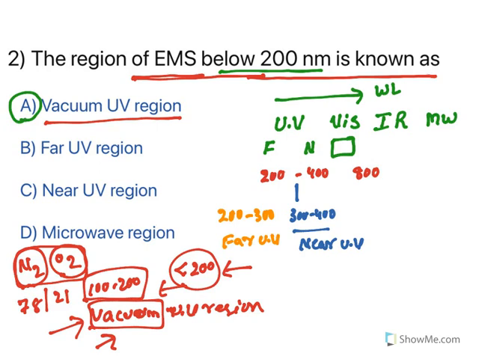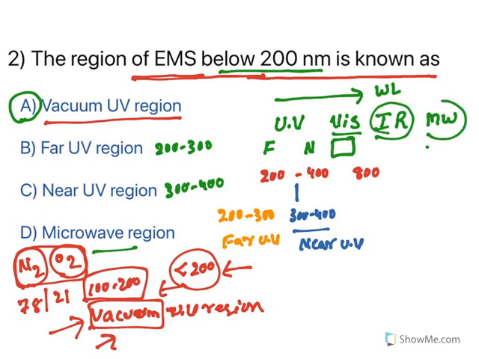Whereas far UV is only from 200 to 300, whereas near UV is the 300 to 400 region. Microwave region is far from this. After visible you get infrared and then you get microwave region.